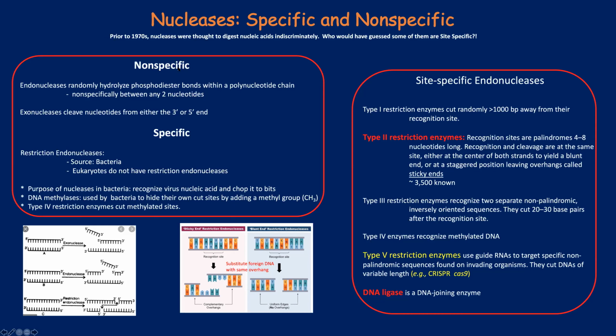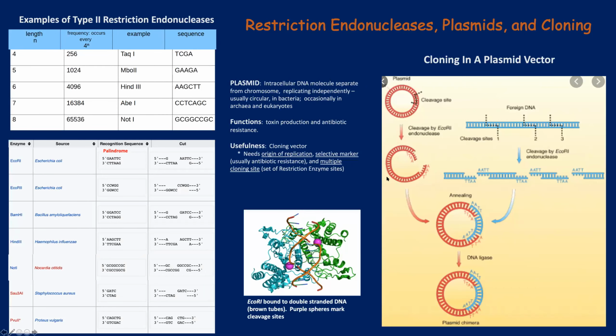the nucleases can be nonspecific, just like with the other types of depolymerases, or they can be specific. And they can be specific in a number of different ways. These ways are numbered type 1 through type 5. And it's the type 2 restriction enzymes that we're going to focus on now. They're the ones that are useful in molecular biology. Here in the upper left are some examples of type 2 enzymes.